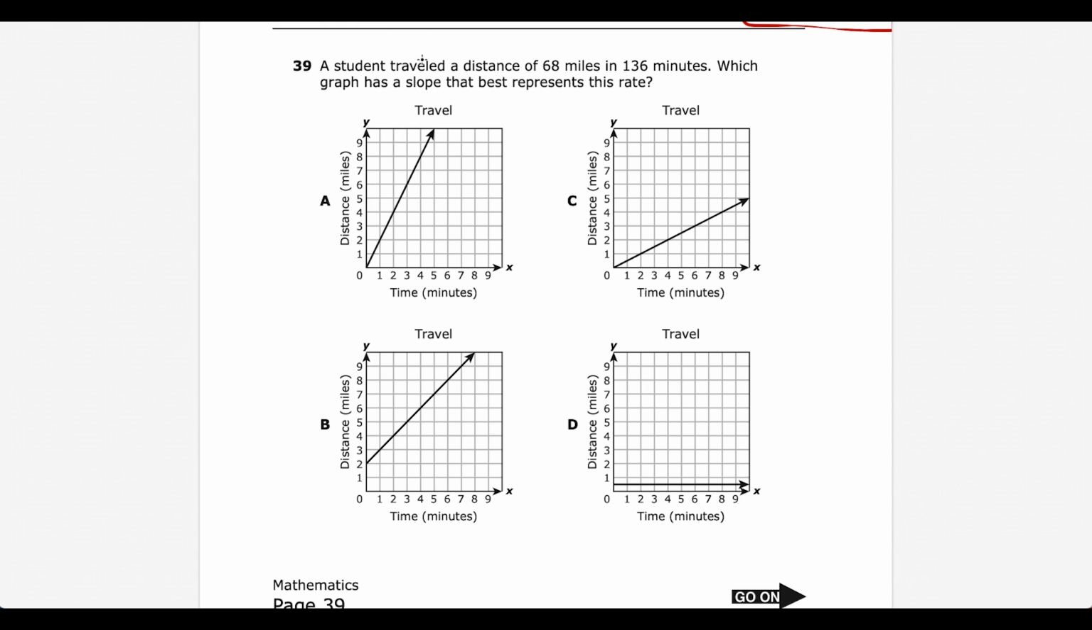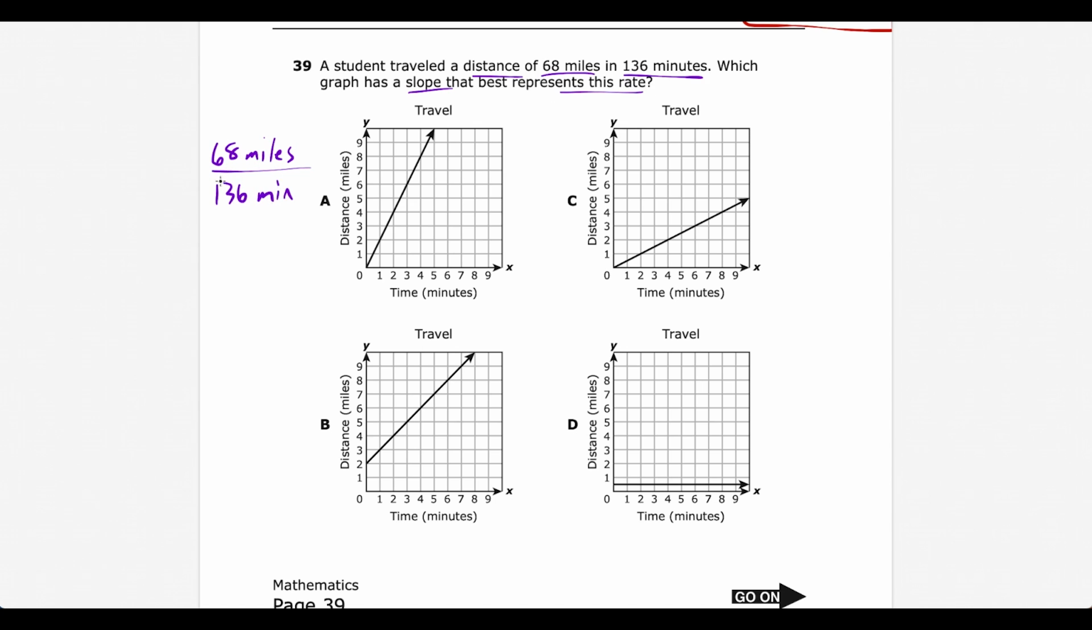So question 39, we have a student traveled a distance of 68 miles in 136 minutes. Which graph has a slope that best represents this rate? Well, notice here that the y value is in miles and the x values are in minutes. So what we could do here is we could look at, we have 68 miles. So that's our rise here over our run is 136 minutes.